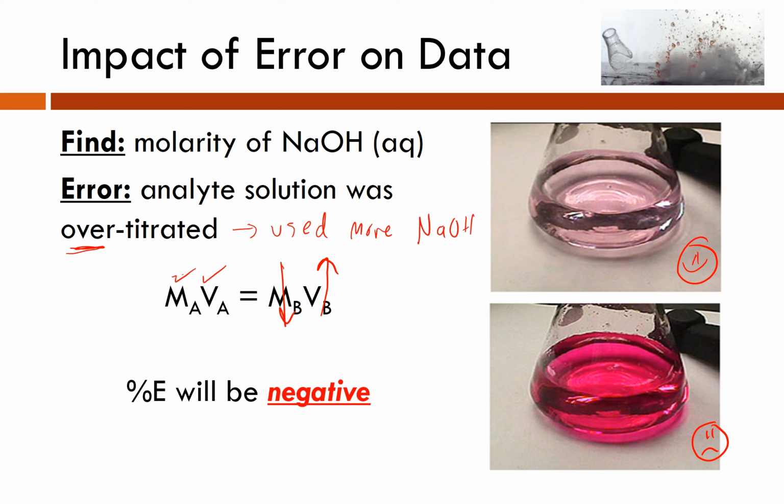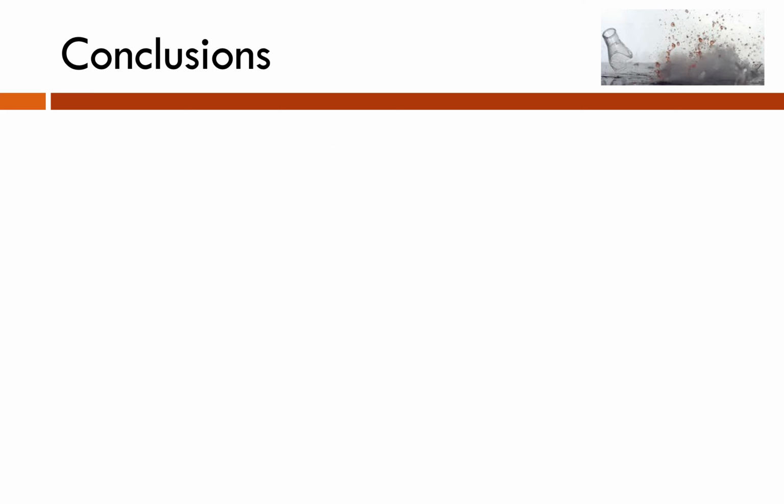This is a little bit more complicated error to analyze, as you have to jump through some hoops. You've got to think about, okay, over-titrated, I used too much. What impact is that going to have? It's going to make the base seem like it is less concentrated than it actually is. Negative percent error.